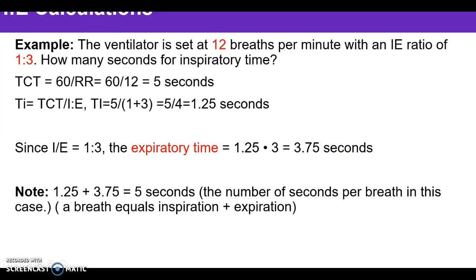And if we use our math formulas, we can take our total cycle time, which is 60 divided by our rate, and that gives us a 5-second total cycle time. So for every in and out, every breath cycle, we have 5 seconds to do that. Now we're going to take a variation of the total cycle time formula to calculate inspiratory time. So if you take total cycle time and divide it by the IE ratio, that will give you inspiratory time.